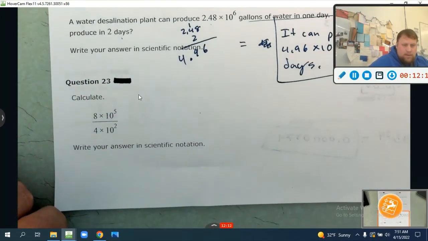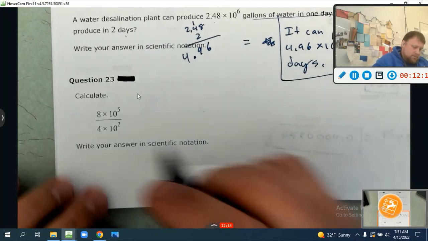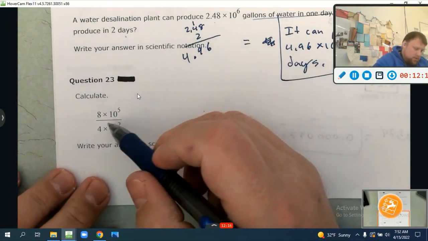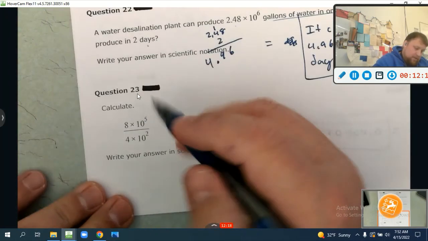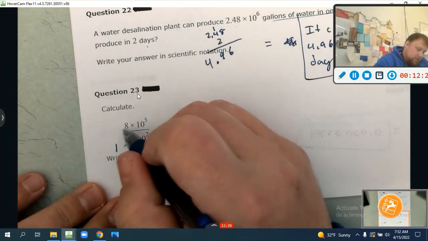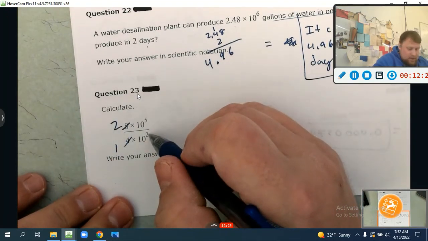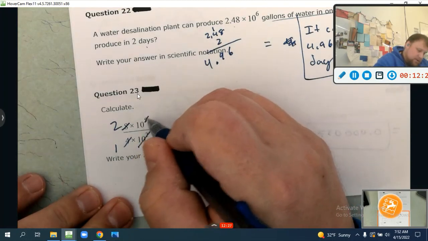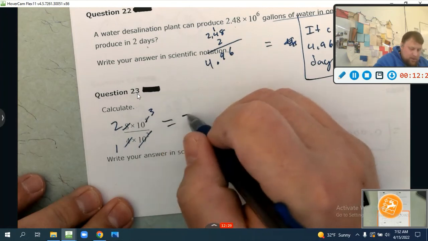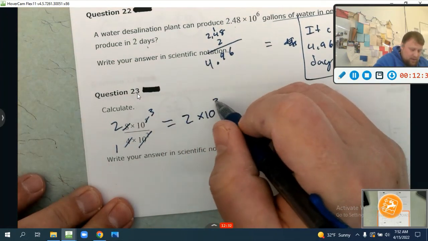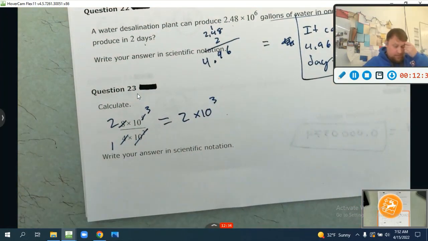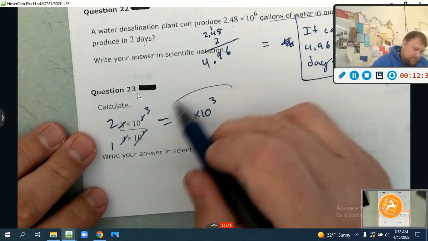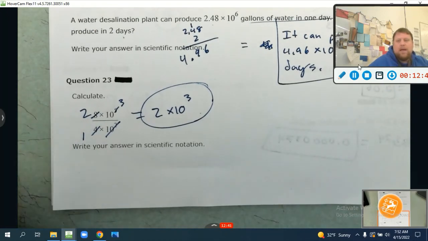And then our last one right here. So I'm going to do 8 divided by 4, right? 4 goes into 8 twice. And this is 10 to the 5 minus 2, so 10 to the 3rd power. So this should equal 2 times 10 to the 3rd power, which is what, 2,000, right? Okay, that's the last one.